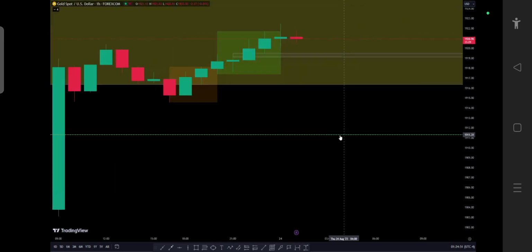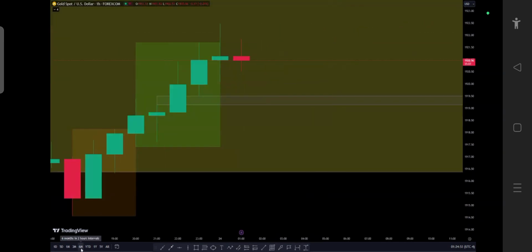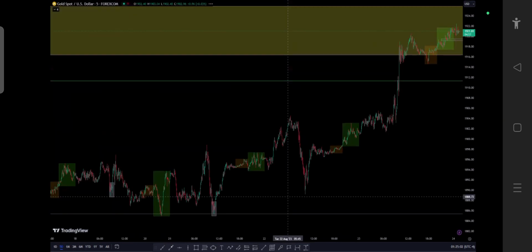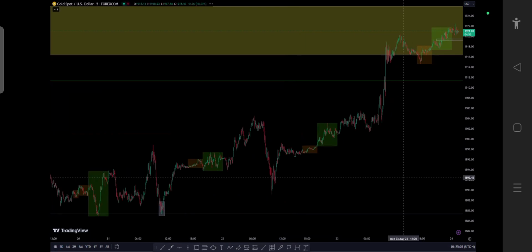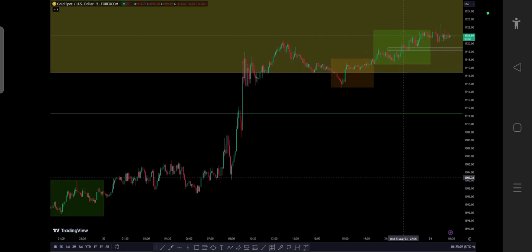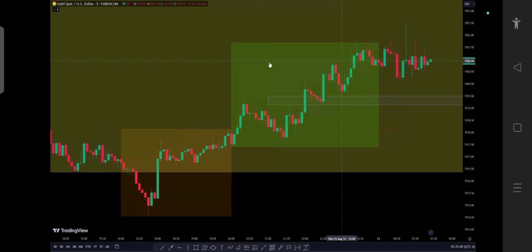And in closing, I want to say I don't see any imbalance here, but if price trades through this one, then yeah, we can see in the 5 minute, nothing. Okay.